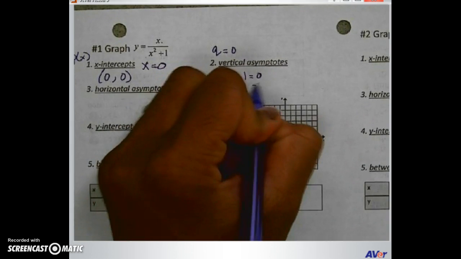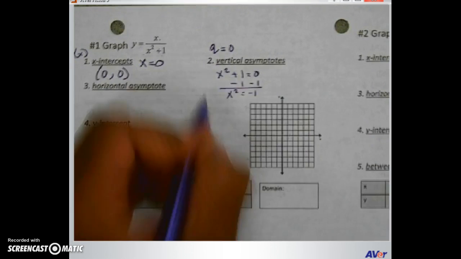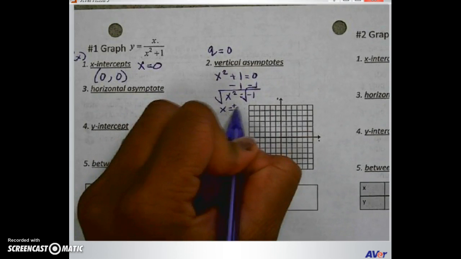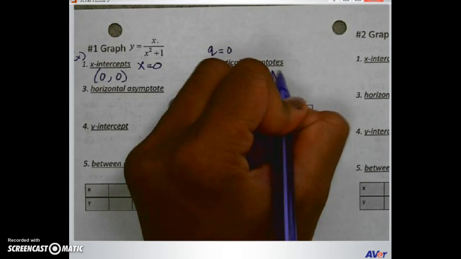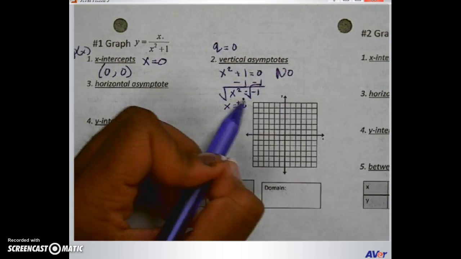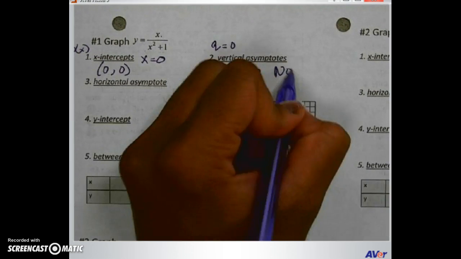Solving it, x squared equals negative 1. What? Square root, we get i, positive negative i. So that means there's not one. At least for now in this class, we're only going to be able to graph the real numbers. So for that, we're going to say none.